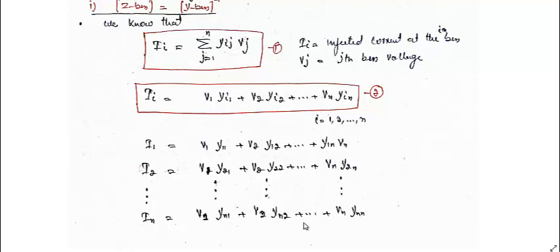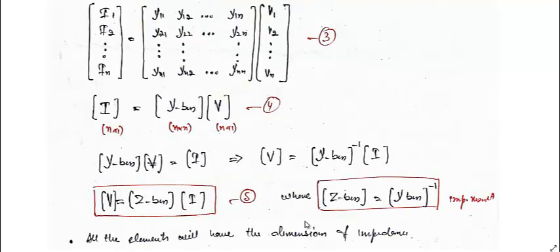It has then been represented by this, where this is Y bus, this is V, and this is I. The order of this is n cross 1 for an n bus system, this is n cross n, and this is n cross 1. Now I can write the right hand side on the left hand side of the equation. Taking the inverse of this Y bus and multiplying it over here and here, we get V is equal to Y bus inverse into I. This Y bus inverse I will represent by Z bus into I, where the Z bus is equal to Y bus inverse.